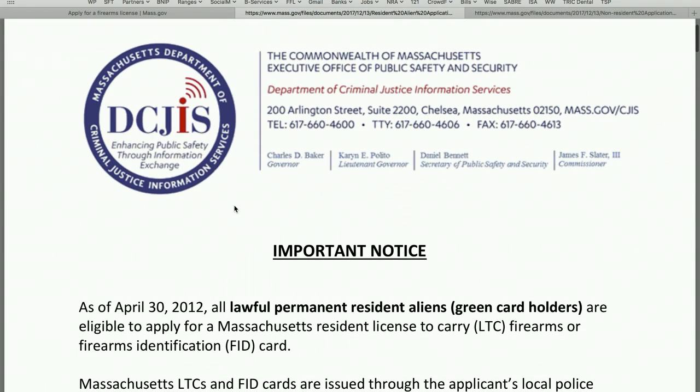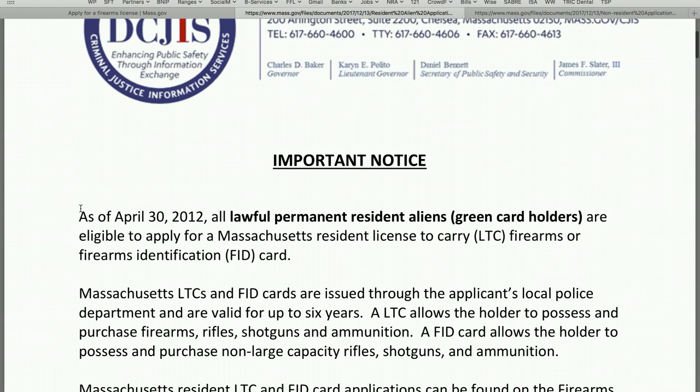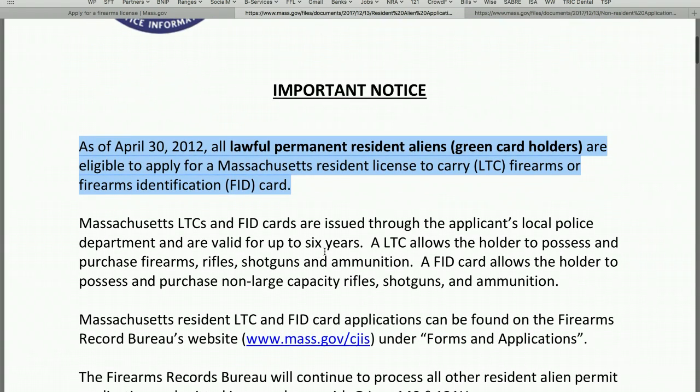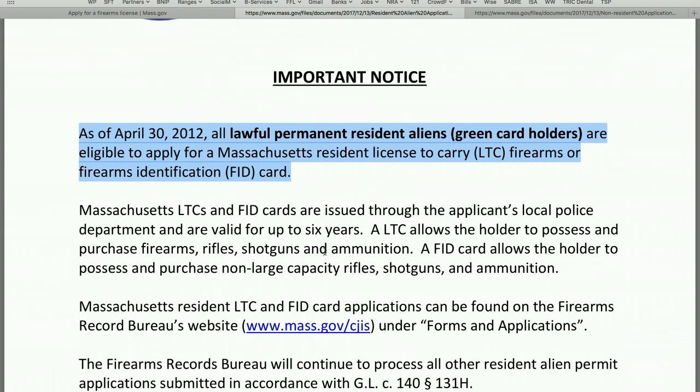This right here is going to be for resident aliens. A lot of people say, hey, I'm not a citizen, but I'm a permanent resident. Can I apply for a license to carry? The answer is yes, you can. As of April 30th, 2012, all lawful permanent resident aliens, green card holders, are eligible to apply for a Mass LTC or FID card. For all you guys that didn't know, you do not have to be a citizen to apply for a license to carry. So now you know.